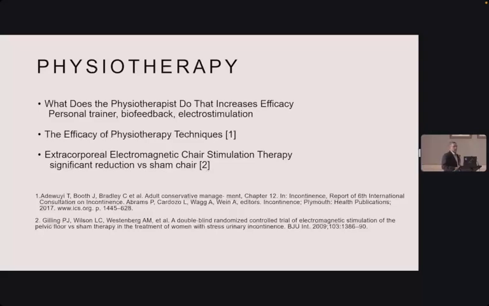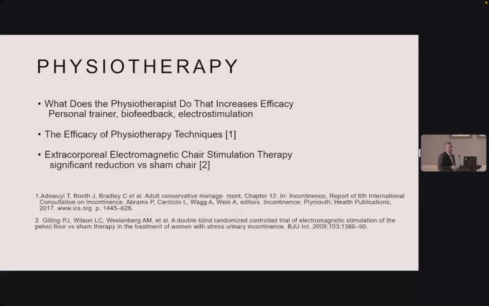And then I'm mentioning the chair. We've seen the chair, most of us, at most of the recent congresses. And I think all of us were asked to test the chair. You sit on the chair, you don't have to undress. There's an electromagnetic field that comes from underneath the chair. And that is being used by the physios now.